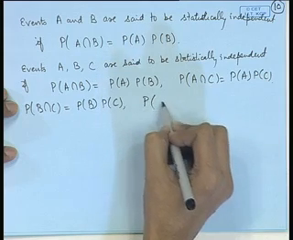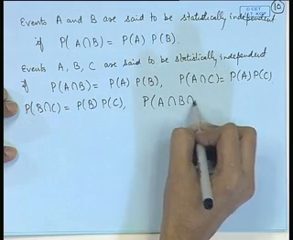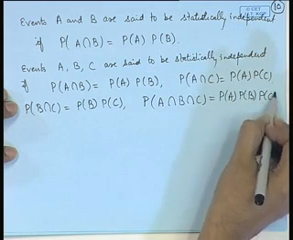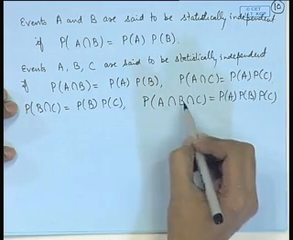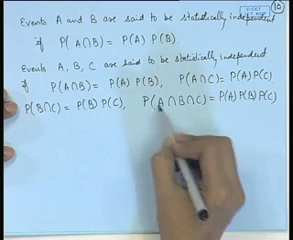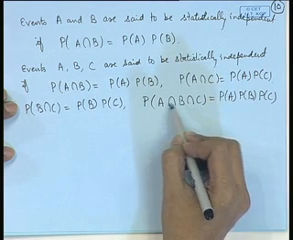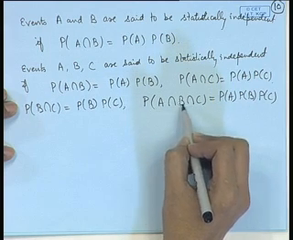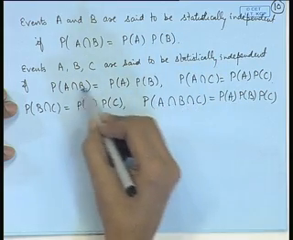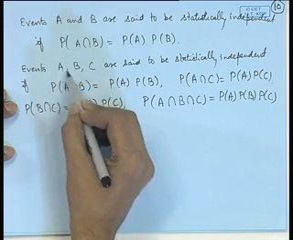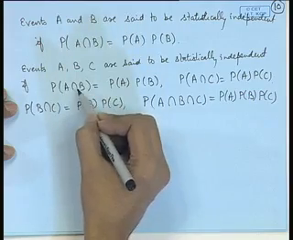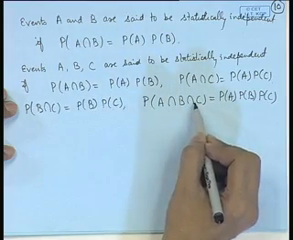We need one more condition, namely probability of A intersection B intersection C is equal to probability of A into probability of B into probability of C. Now, this is required because it may happen that A is independent of B or A is independent of C, but then simultaneous occurrence of B and C may have something to do with A, or simultaneous occurrence of A and B may have something to do with C. Therefore, in order to define the statistical independence of 3 events, we have 4 conditions, namely we take 2 at a time and then all the 3 at a time.